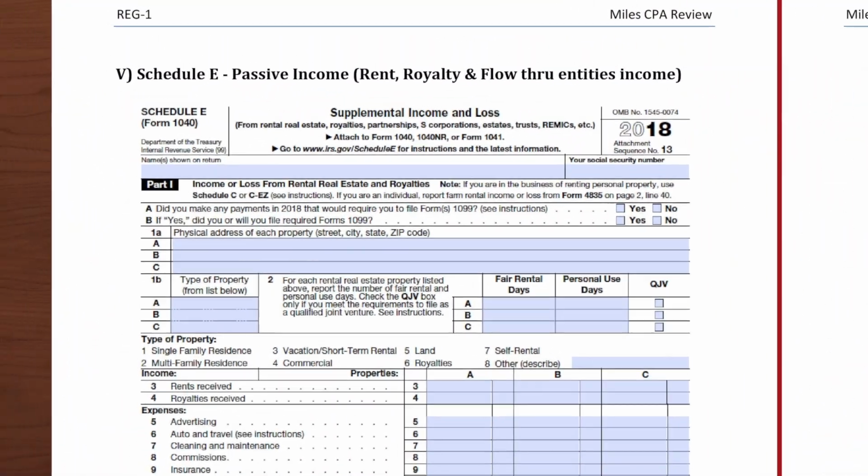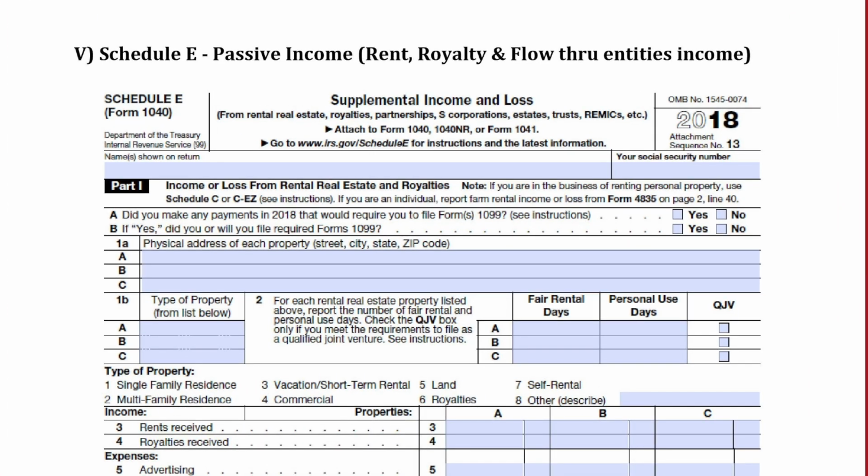We are now on page 40, where we're looking at, put a box around Schedule E, which is for highlight supplemental income and loss from highlight rental real estate, royalties, partnerships, S corporations, estates, trusts, etc. Part 1 of Schedule E is income or loss from highlight rental real estate and royalties.